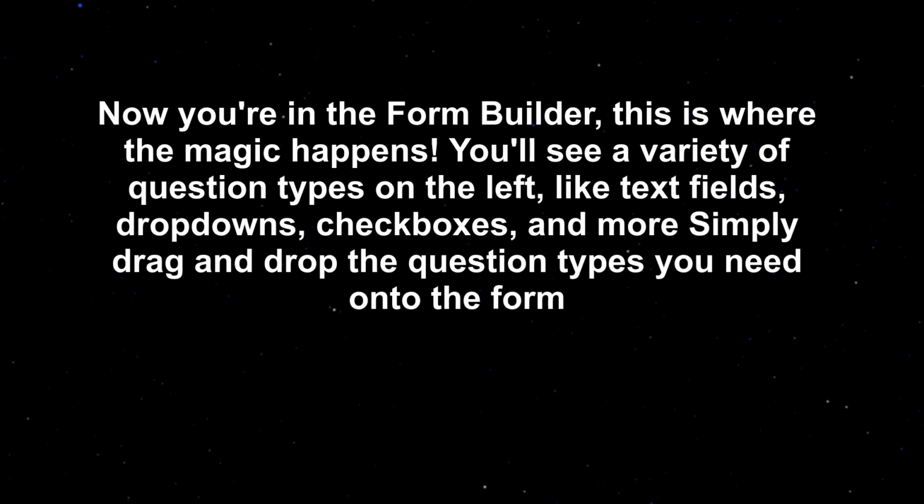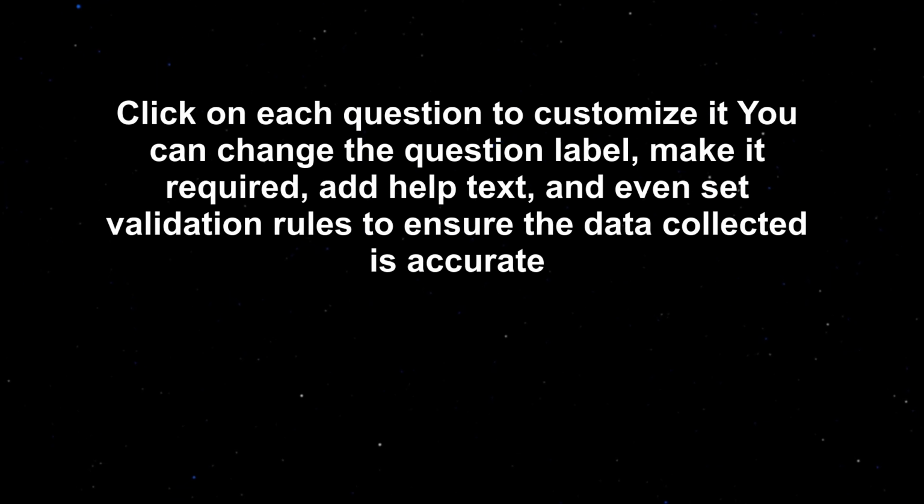Now you're in the Form Builder. This is where the magic happens. You'll see a variety of question types on the left, like text fields, drop-downs, checkboxes, and more. Simply drag and drop the question types you need onto the form. Click on each question to customize it.